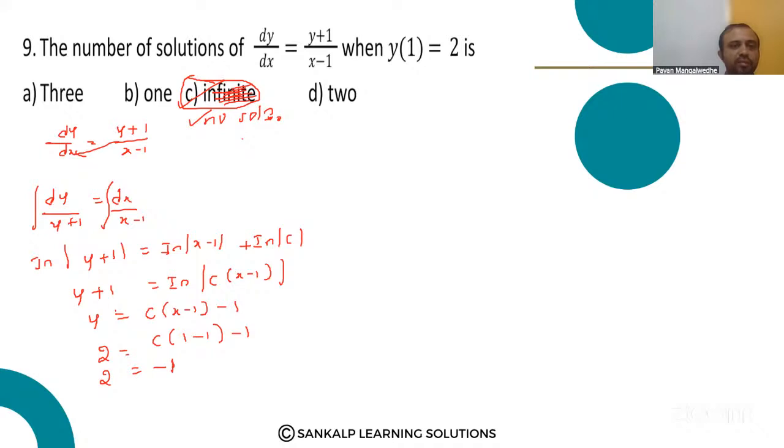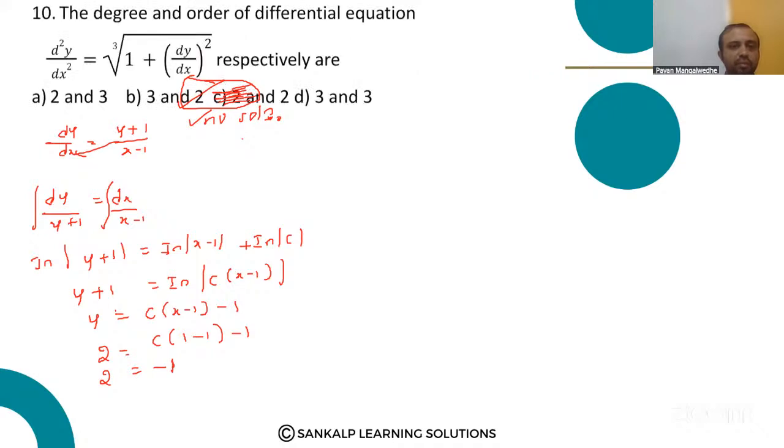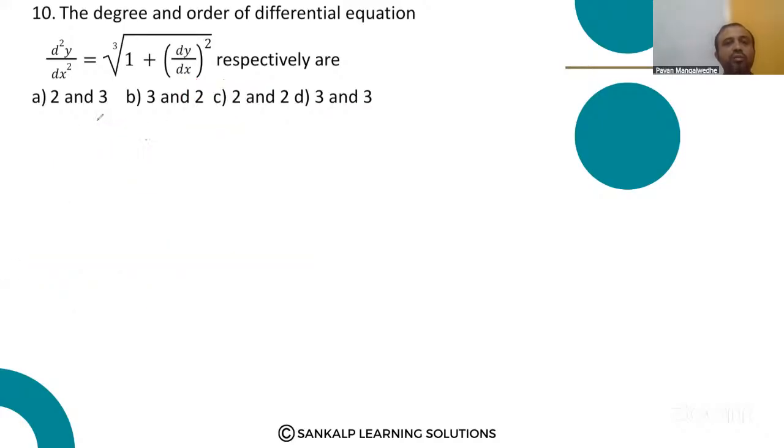Question number 10. The degree and order of the differential equation d square y by dx square is equal to the cube root of (1 plus dy by dx) the whole square, respectively, are: 2 and 3, 3 and 2, 2 and 2, 3 and 3. So these are the four options. Just try to find the answer for this within 10 to 15 seconds. Try this.